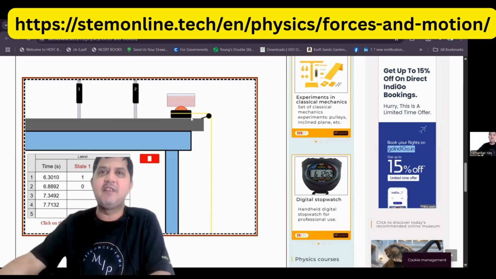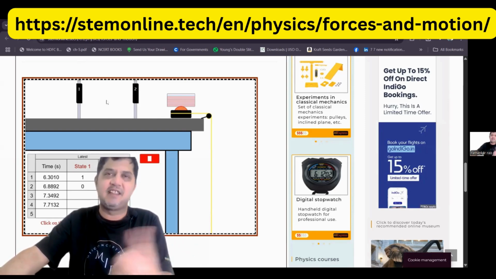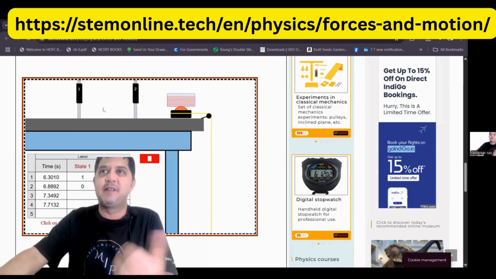You can do all these things. I was thinking whether someone can do something like changing the distance between them and finding out whether the acceleration is constant, or the average velocity is constant. You can do many things like this, right? Or you can ask questions based on this.